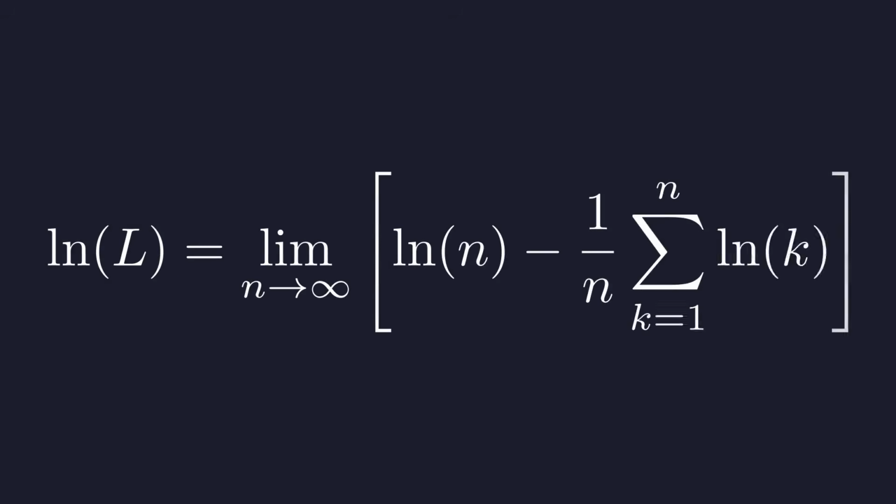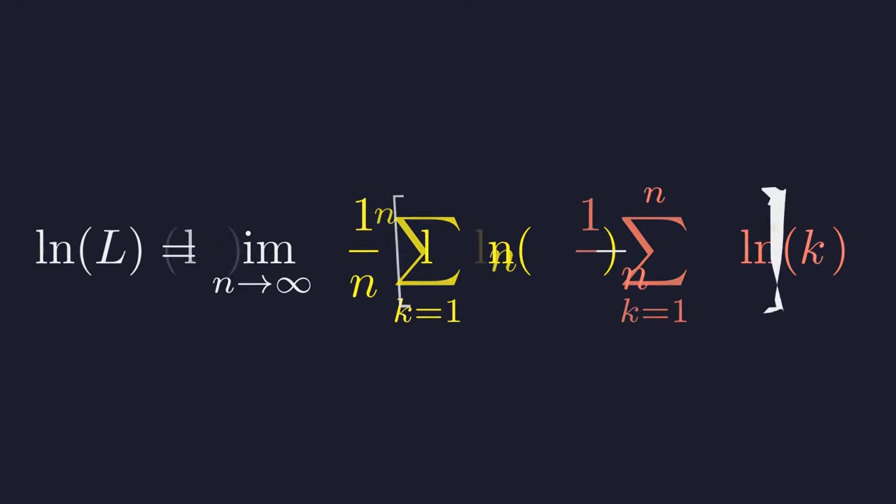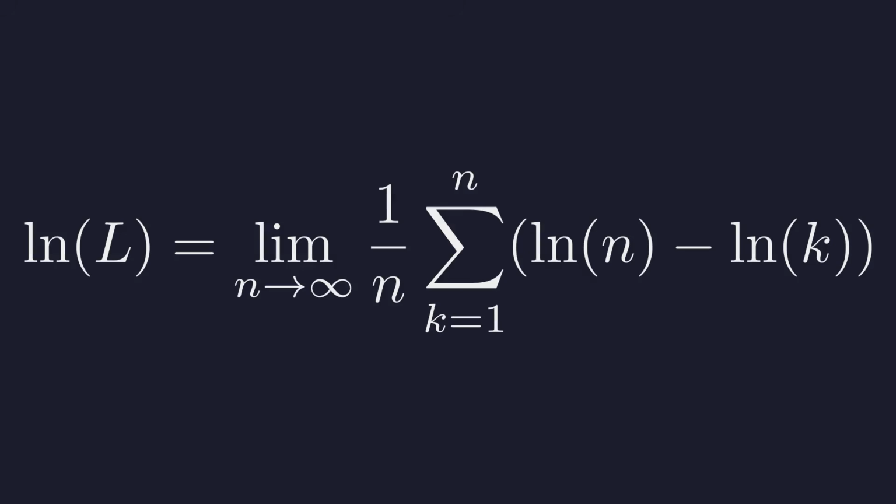To combine terms neatly, we express natural log of n as a repeated sum. Natural log of n can be seen as the same value added n times, scaled by 1 over n. Now both pieces share the same averaging factor, so we merge them. Now that both terms have a 1 over n and a summation, we can combine them. We factor out the average and combine inside the sum.